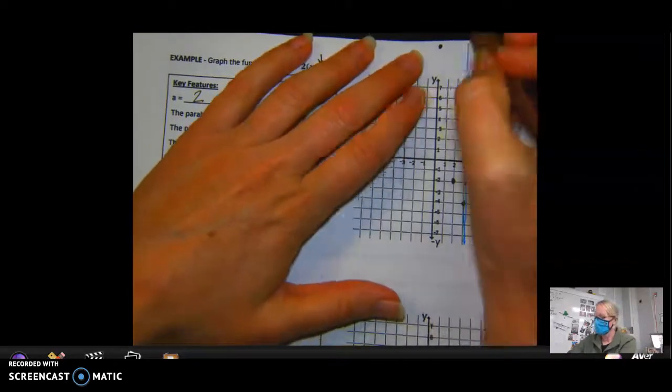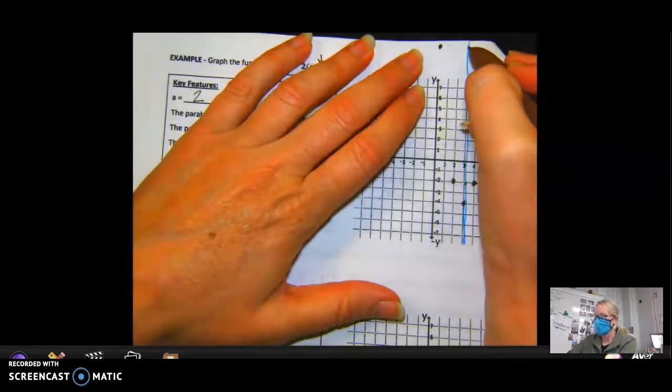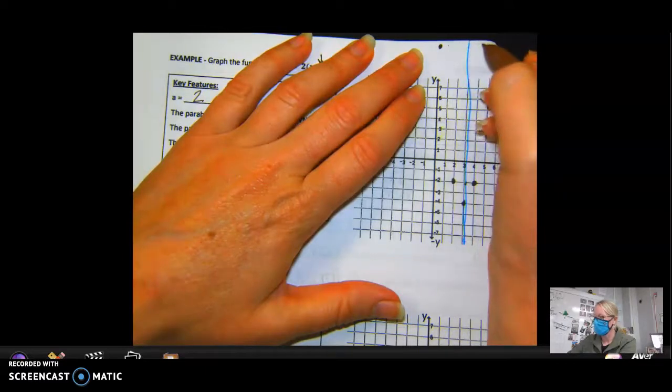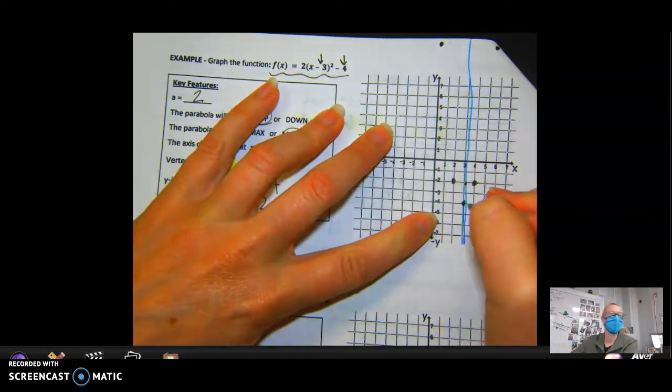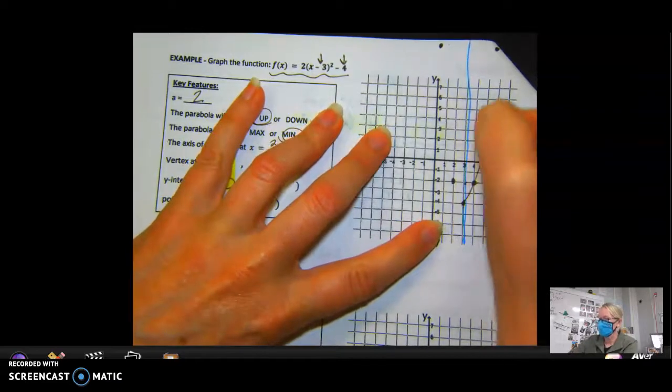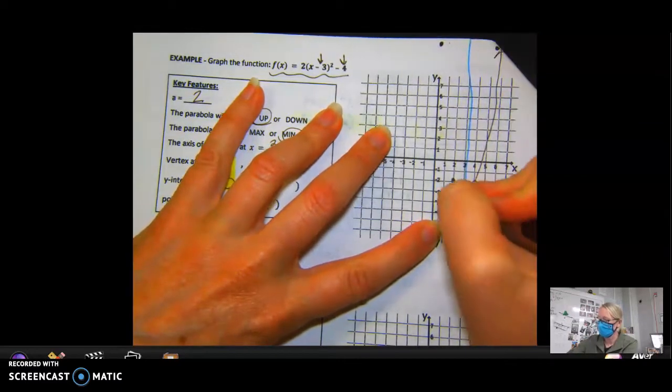Up here, I have another point. It is 1, 2, 3 away from the axis of symmetry. So I count 1, 2, 3 away, and I get a point right about here. Vertex does not have a mirror image point because it's directly on the axis of symmetry. So once I've done that, I can start drawing my parabola.